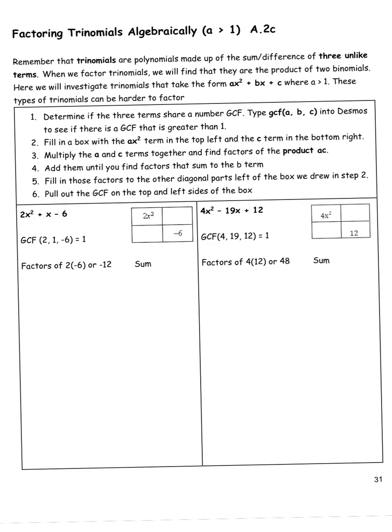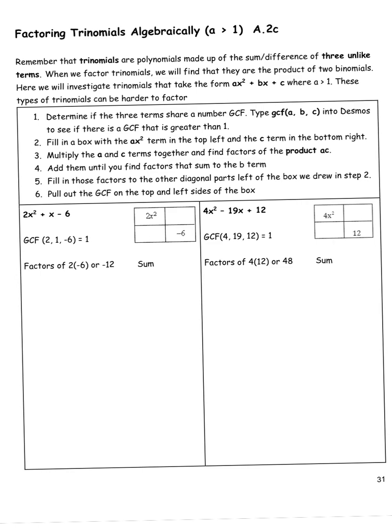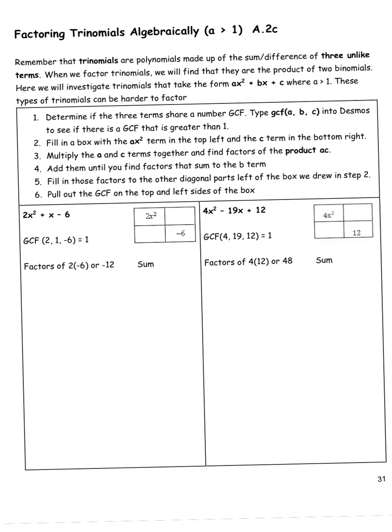Here we will investigate trinomials that take the form ax squared plus bx plus c, where a is greater than 1, all right? So when we look at our trinomials, we have ax squared plus bx plus c, and we're going to be looking today at when a is greater than 1. These types of trinomials can be hard to factor, but it just takes a few more steps from when we factored where a equals 1.